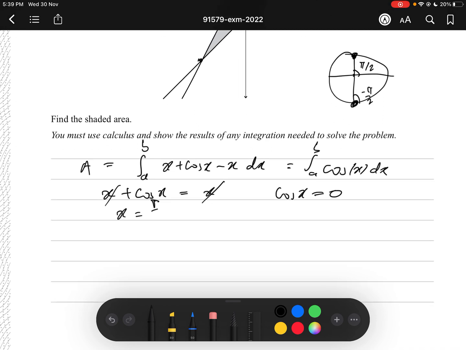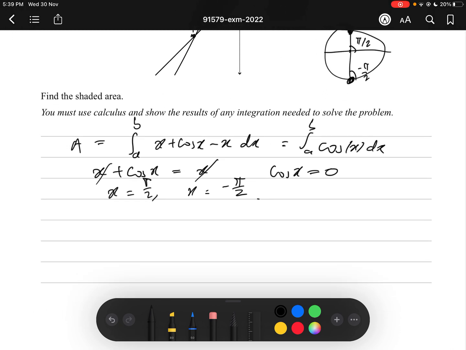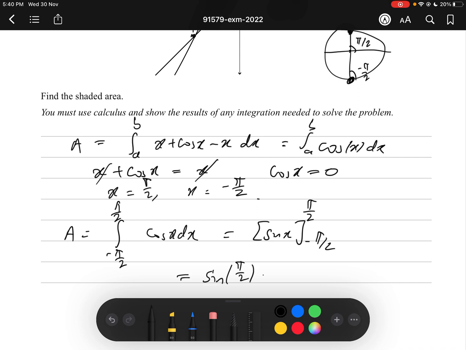So x equals pi over 2 and x equals negative pi over 2. And clearly over here, x is negative pi over 2, and here x equals pi over 2. So let's substitute that for our b and a bounds. So we have the integral from negative pi over 2 to pi over 2 of cosine of x dx, and that is sine of x from negative pi over 2 to pi over 2, which is equal to sine pi over 2 minus sine of negative pi over 2.